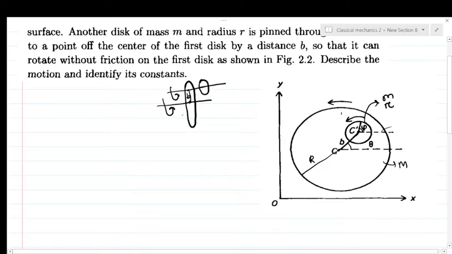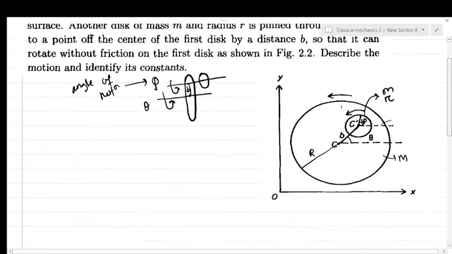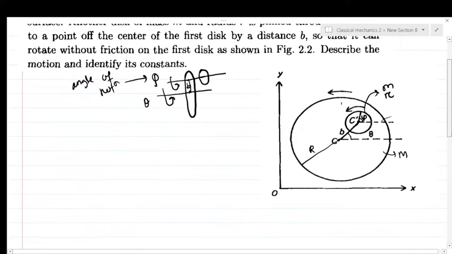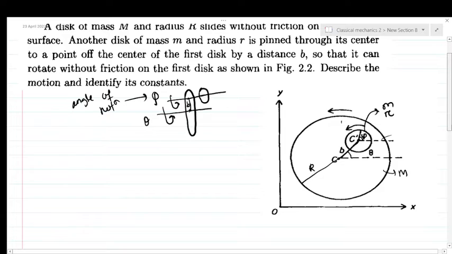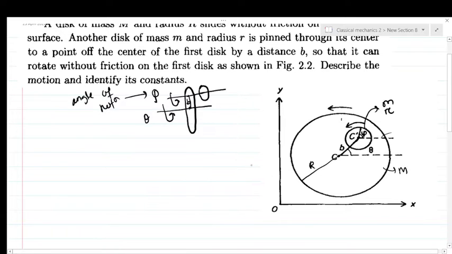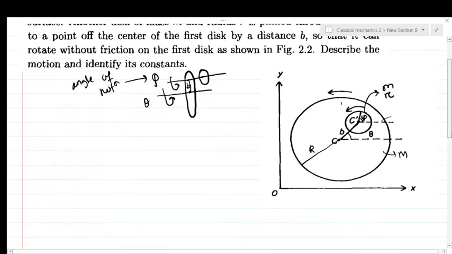The angle of rotation for the bigger one is theta and for the smaller one is phi, about its axis perpendicular to the plane of rotation. Then we have to find the equation of motion for the system. First we have to find the position coordinates.